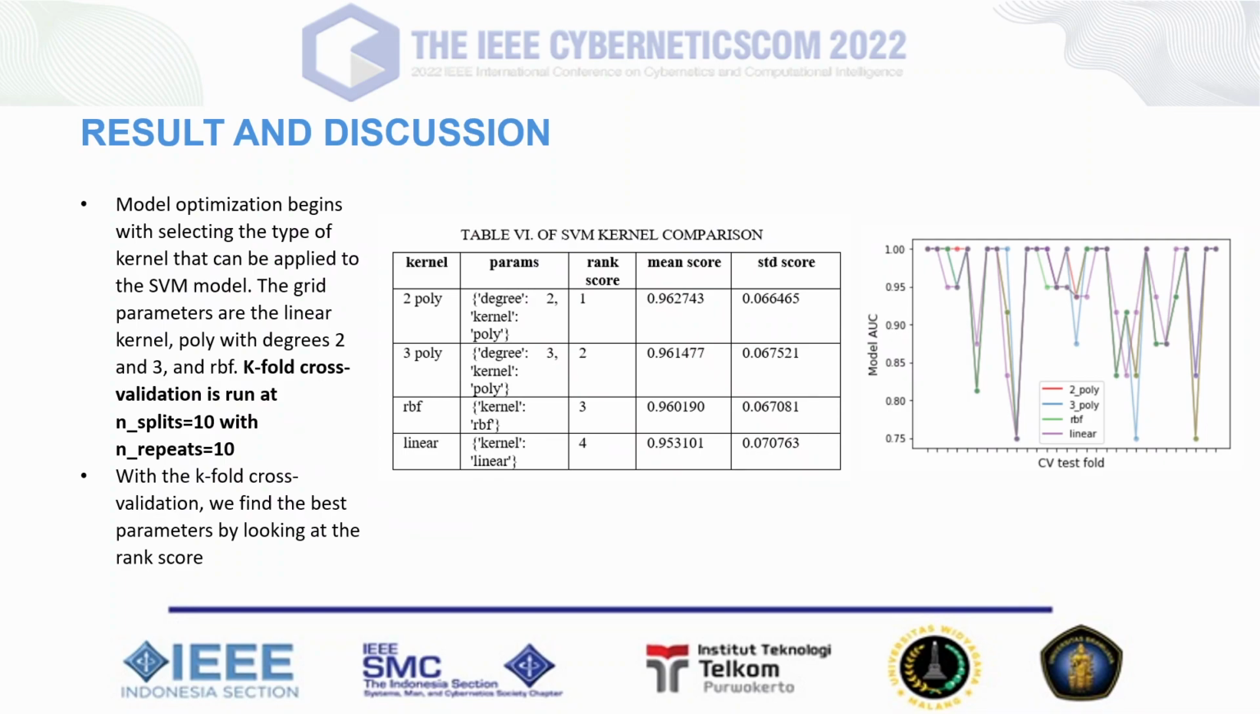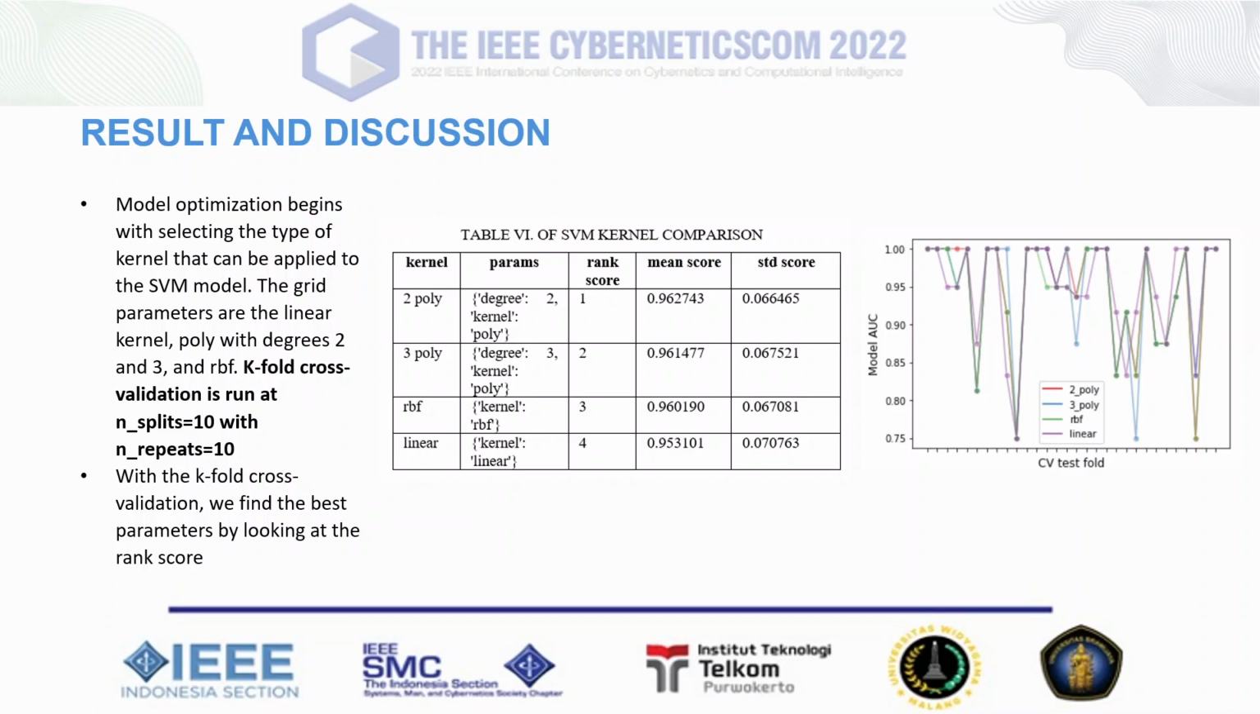Model optimization begins with selecting the type of kernel that can be applied to the SVM model. The grid parameters are the linear kernel, poly with degrees 2 and 3, and RBF. K-fold cross validation is run with n splits 10 and n repeats 10. With the k-fold cross validation, we find the best parameter by looking at the rank score. In table 6, the SVM kernel comparison, rank score 1 is the poly kernel with degree 2.